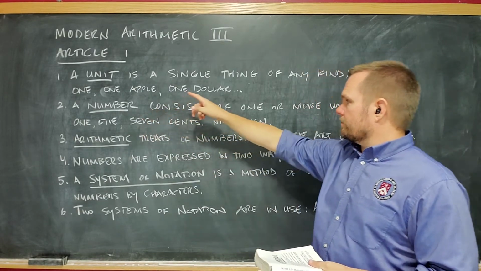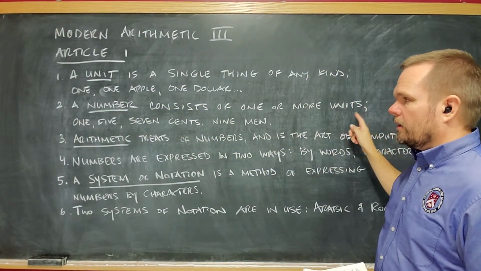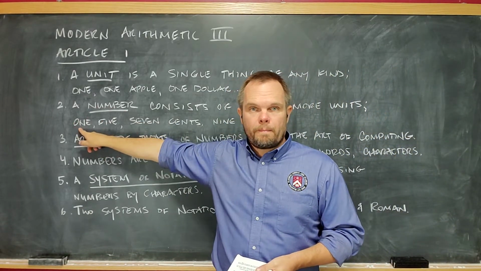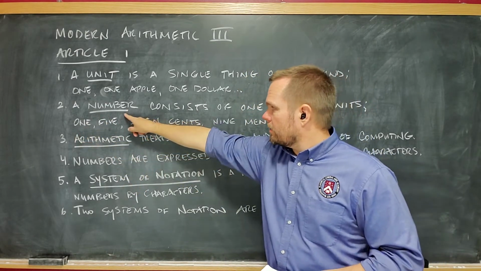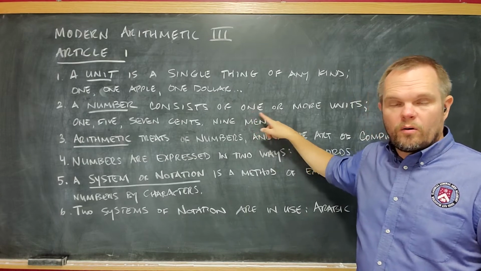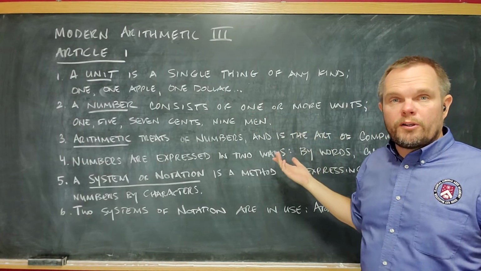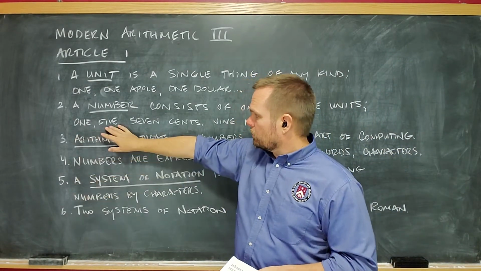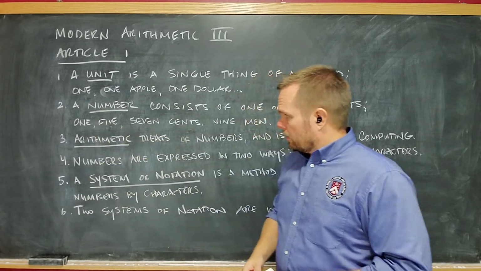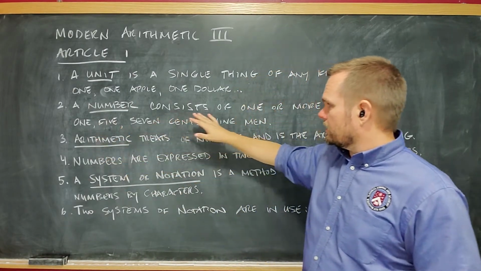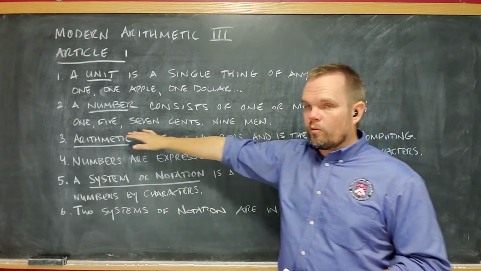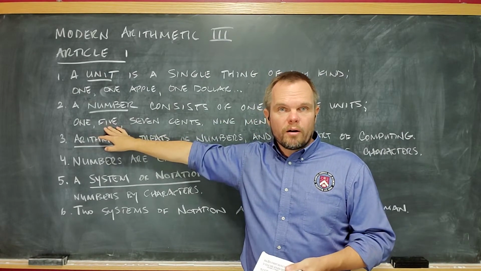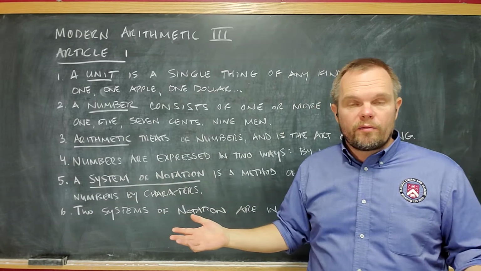A number consists of one or more units. Our first example here is, again, the number 1, because a number consists of one or more units. So 1 unit is a number, and the number 1 is a number. Next we have the number 5. The number 5 consists of one or more units. Therefore, it's a number. 5 doesn't tell us what the units are. It just tells us that there are 5 units.